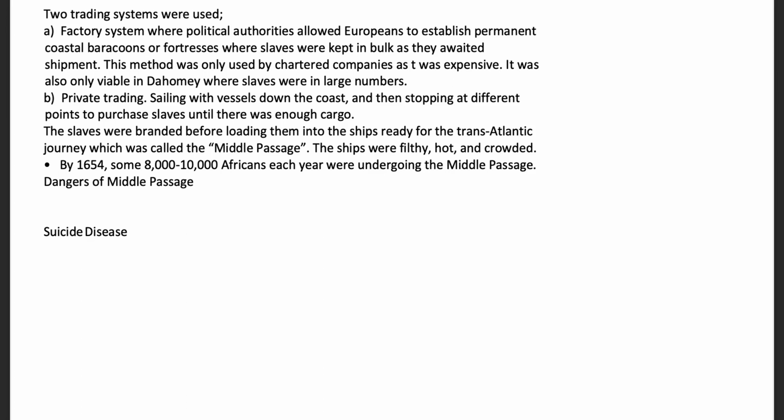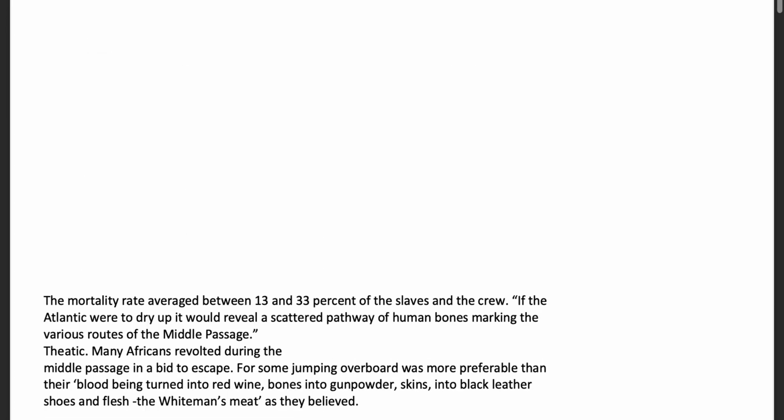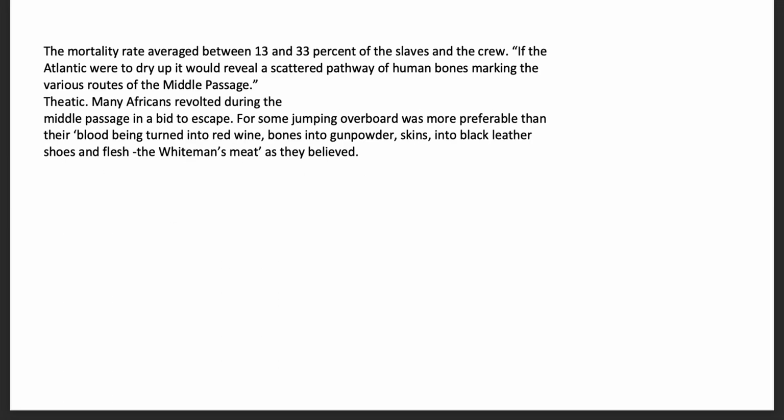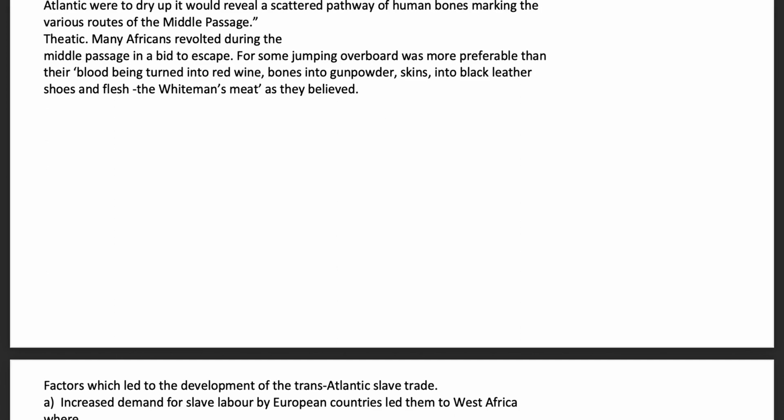Dangers of the Middle Passage: suicide and disease. The mortality rate averaged between 13 and 33% of the slaves and the crew. If the Atlantic were to dry up, it would reveal a scattered pathway of human bones marking the various routes of the Middle Passage. Many Africans revolted during the Middle Passage in a bid to escape. For some, jumping overboard was preferable to their blood being turned into red wine, bones into gunpowder, skins into black leather shoes and flesh the white man's meat, as they believed.